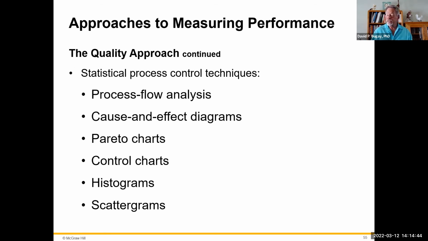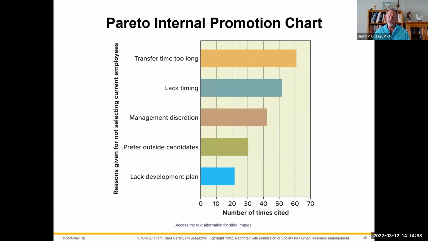I've used scattergrams multiple times for different types of evaluations, not just on employees, but also on long-term projects as they go out into the future. Here's an internal promotional chart, and if you really started tracking the data on this, there's a process that I've used, and you've heard of, called TQM, Total Quality Management. We've used this, but look on the side over here, reasons given for not selecting current employees. None of these look very good.